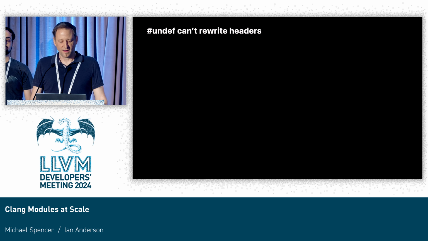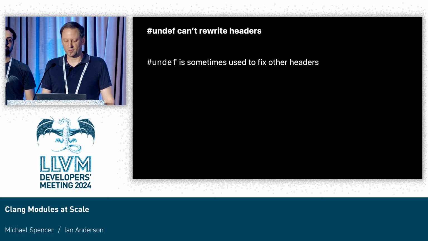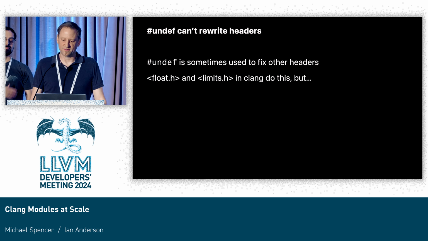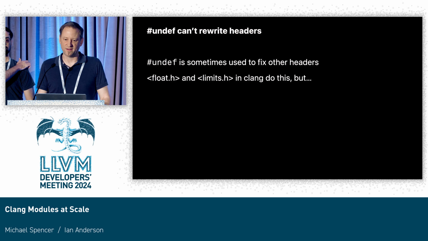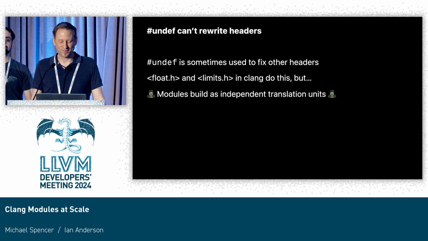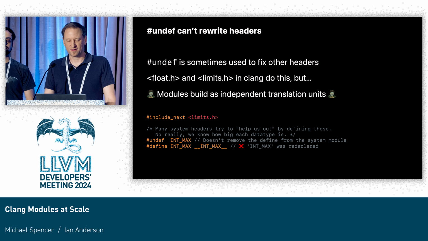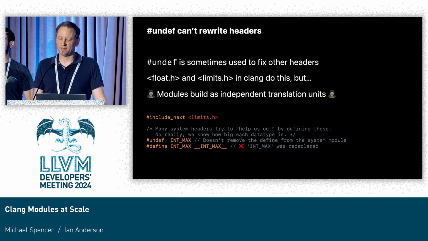The next one is that undef can get you into trouble. Sometimes we use it to fix other headers, so we do this in Clang itself, for float.h and limits.h, to include the system one and then undef a bunch of stuff and then pull it back in. But here's another friend: modules built as independent translation units. Gotcha again. And here's our redeclaration error. This one's actually a little bit trickier to fix because Clang really does need to own these. So the Apple libc headers need to become module aware, and we had to be careful to not redeclare things that Clang insisted on owning.